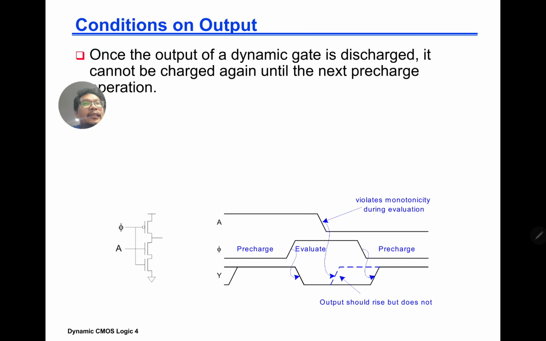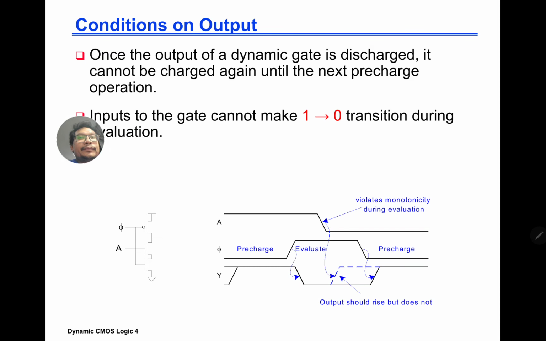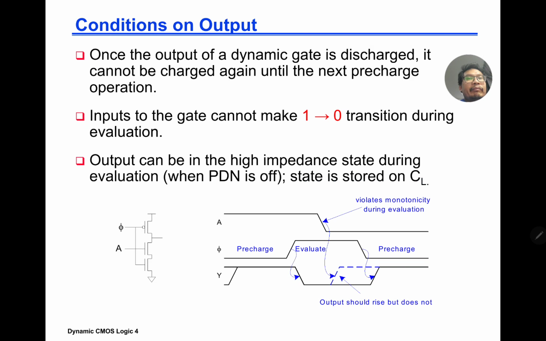So let's see an example here. Once the output of a dynamic gate is discharged, it cannot be charged again until the next pre-charge operation. Input to the gate cannot make a 1 to 0 transition during evaluation. Output can be in a high impedance state during evaluation. State is stored on C_L. Let's have a look at what is going on here.